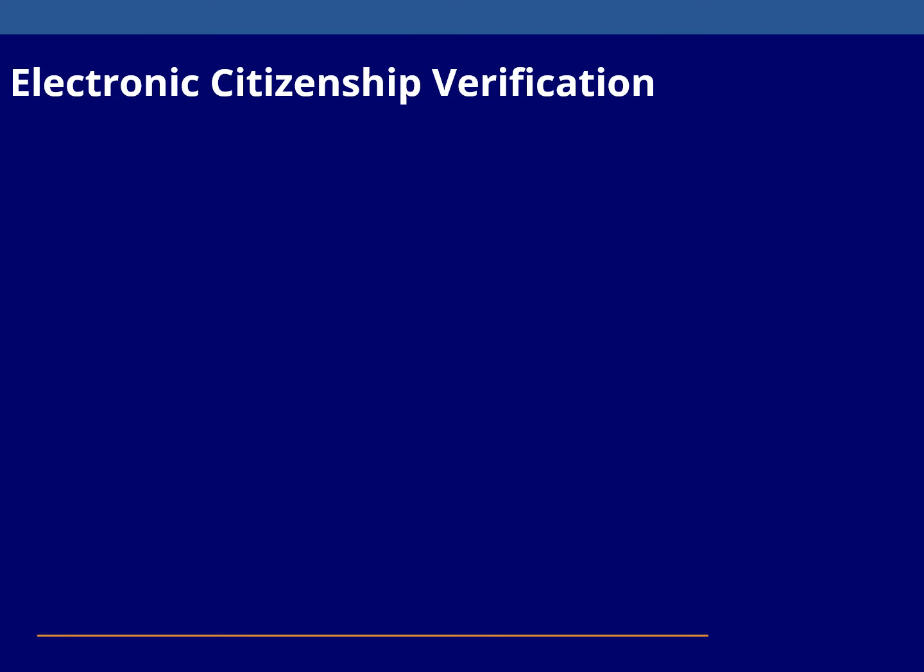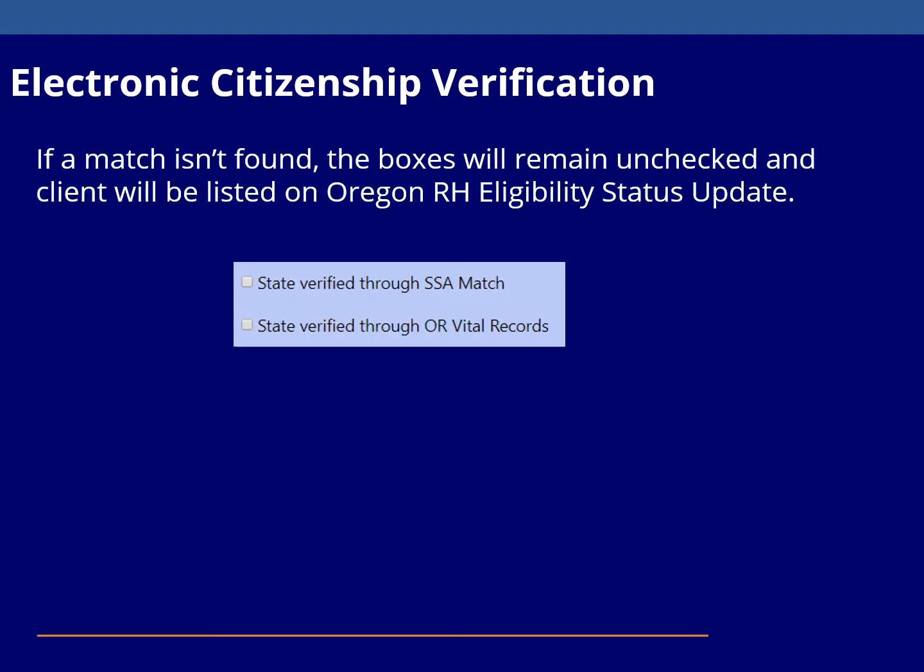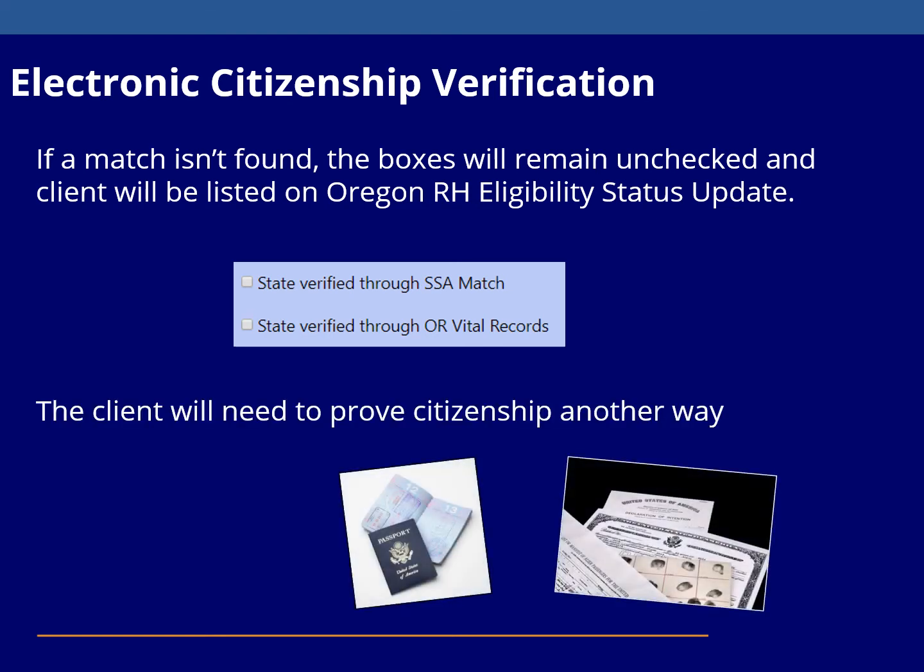Unfortunately, we aren't always able to verify a client's citizenship. When this happens, the state verified boxes will remain unchecked, and you will see their information in the monthly Oregon RH eligibility status update, which I will explain later. And then the client will have to verify their citizenship by providing documentation.